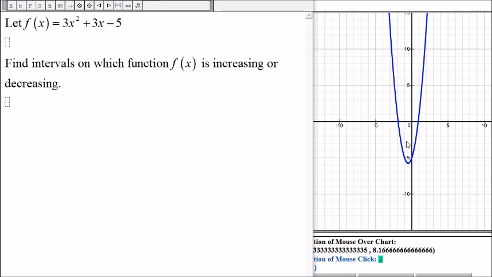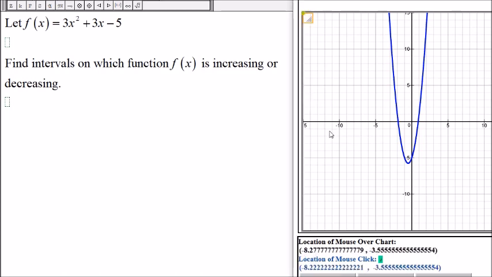This graph is going down. And so we say that the graph is decreasing from the left side up to this point, up to this value right here. And then from here to here, the graph is going up. So we say that the graph is increasing.